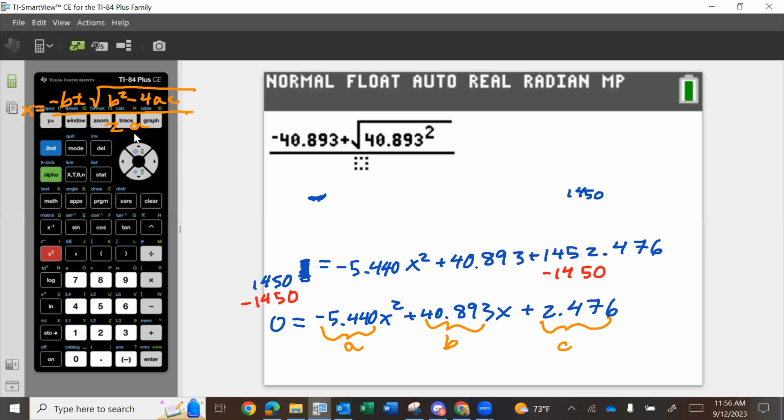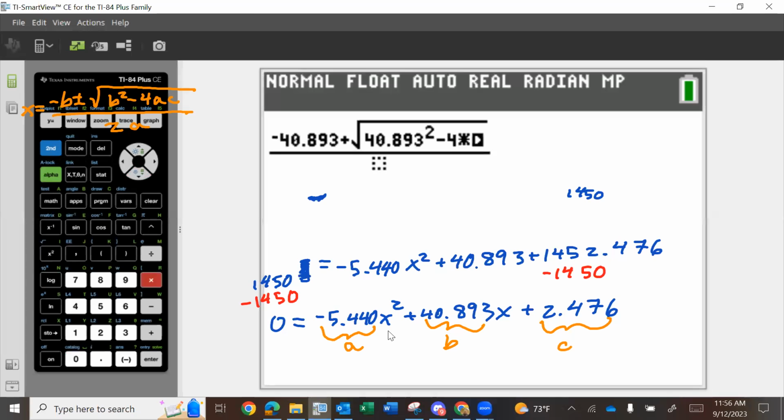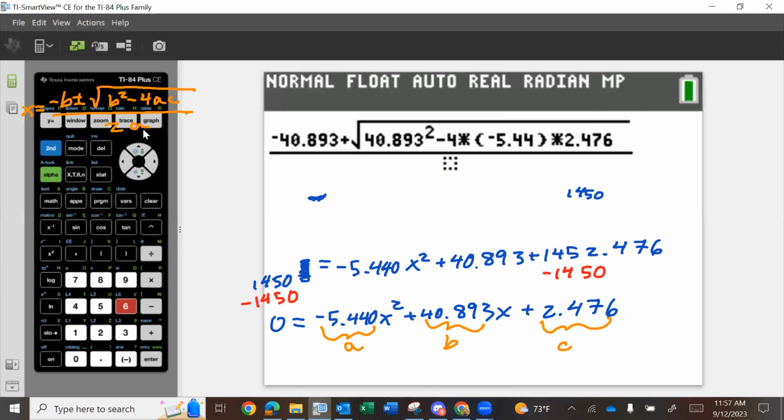Then it says a subtraction sign. Then it says do a 4, and we're going to multiply that by a. Now a has a negative, so I'm going to put it in parentheses just to make sure that it doesn't freak out on me. 5.44. Then it says multiply that by c. I can put it in parentheses if I want, but I don't have to. It's not negative. So we're all done with everything on top.